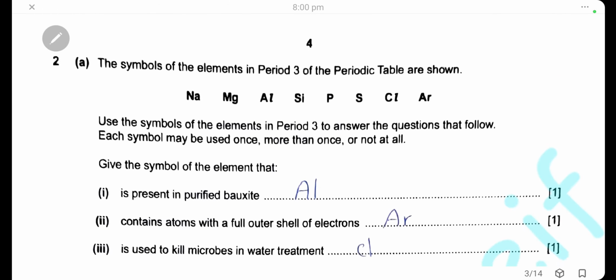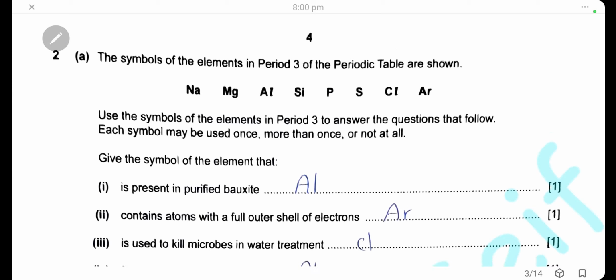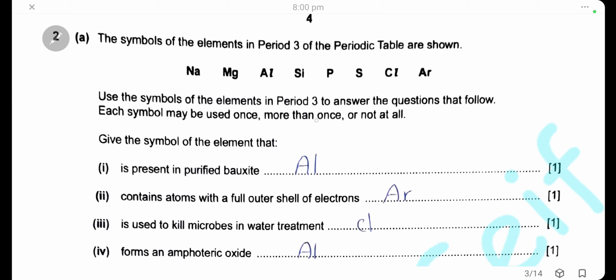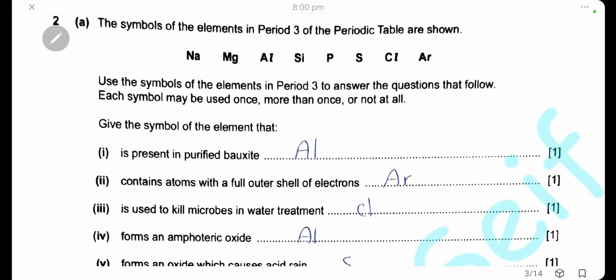Question 2. The symbols of the elements in period 3 in the periodic table are shown. Use the symbols to answer the following questions. Again, each symbol may be used once, more than once, or not used at all. Which element is present in the purified bauxite? Bauxite is the ore of aluminium, which is aluminium oxide, so aluminium is present in bauxite.